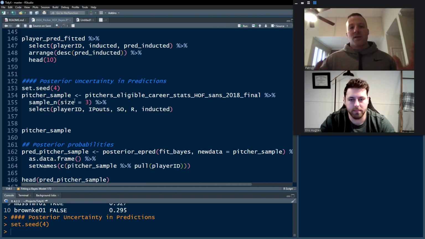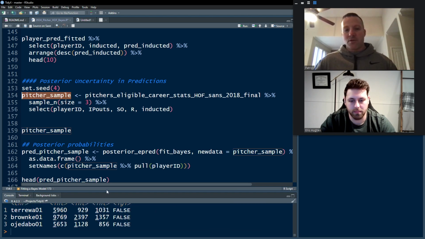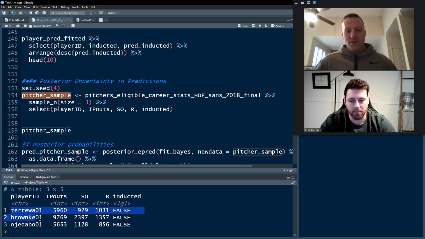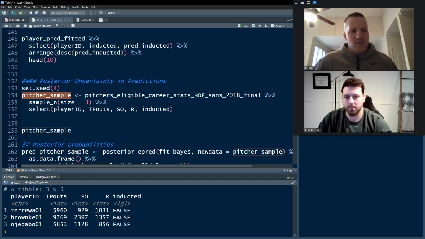First things first, there's a lot of pitchers, so we're just going to sample 3 guys. We set our seed, we sample 3 guys, so the seed is set so that it's totally replicable for you guys. And here's our 3 pitchers. These guys have all pitched relatively high numbers of times.